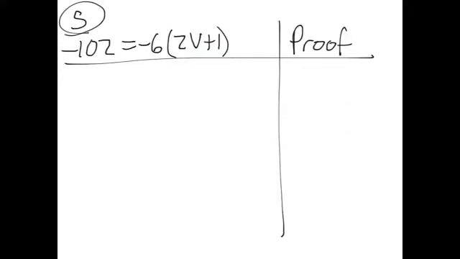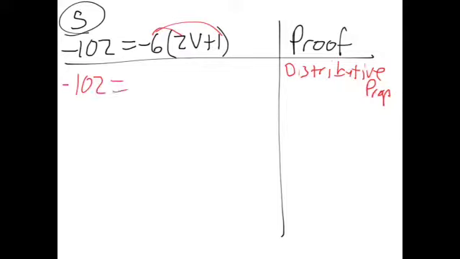When you get to 5, you need to distribute again to get you started. So, distributive property, and distribute that negative 6 through. The negative 102 on the left is going to stay there. Negative 6 times 2v is negative 12v. And negative 6 times positive 1 is going to be negative 6.